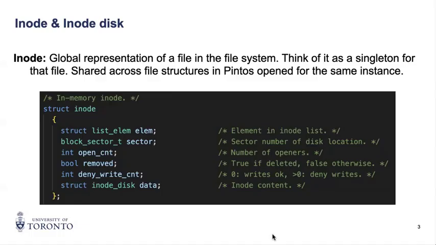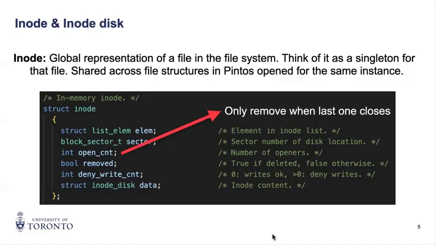So let's look at the internals of an inode. An inode has several fields, but the first one is self-explanatory. Inodes are stored in a global list, and we have a list element. The second part, the sector field, is where the inode is stored in the file system disk. This is important. We'll get back to it soon on what sectors are.